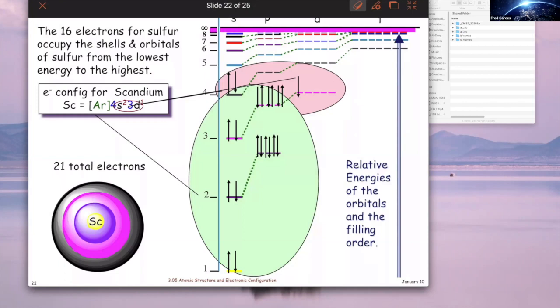Okay, so that's the electron configuration for scandium, a total of 21. Here we have a total of 18 in argon, 19, 20, plus 1. That's 21 electrons for scandium. Let's do another one.